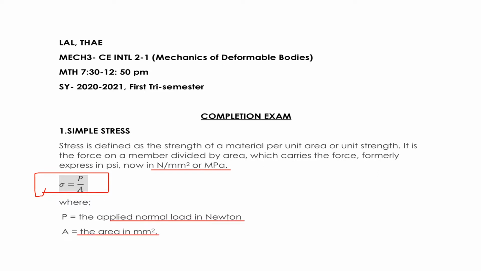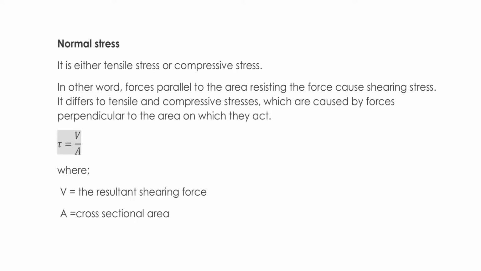Second, normal stress, it is either tensile stress or compressive stress. In other words, forces parallel to the area resisting the force cause shearing stress. It is different from tensile and compressive stresses, which are caused by forces perpendicular to the area on which they act. Here I have provided a simple shear stress equation, which is stress equal to V over A. V stands for the resultant shearing force. A stands for the cross-sectional area.